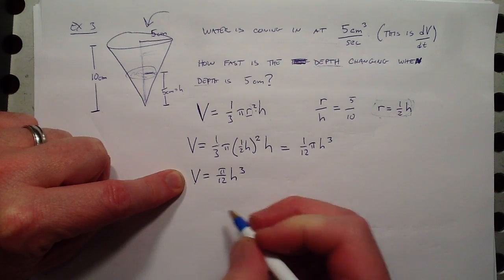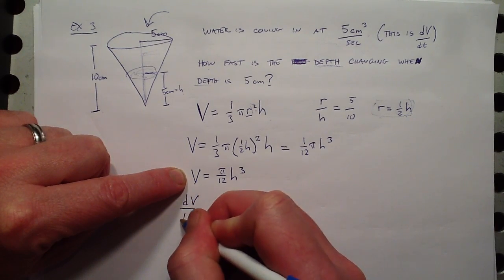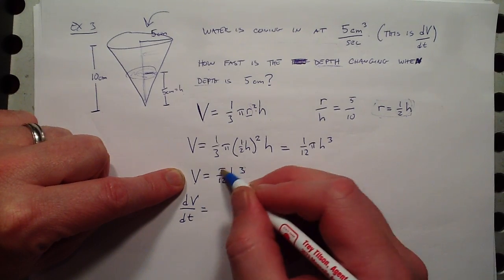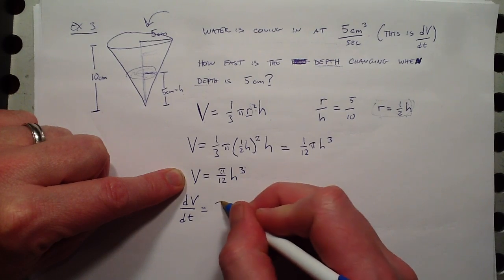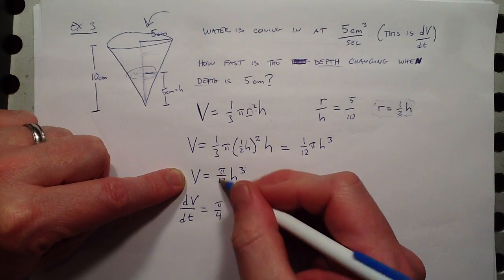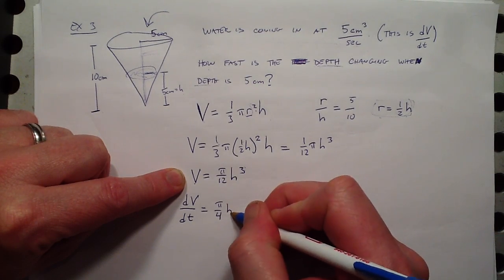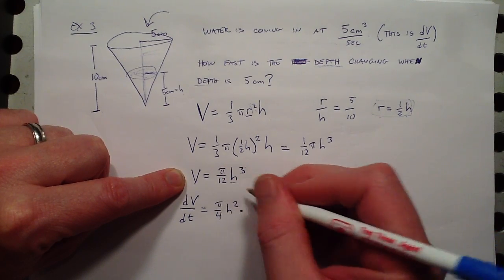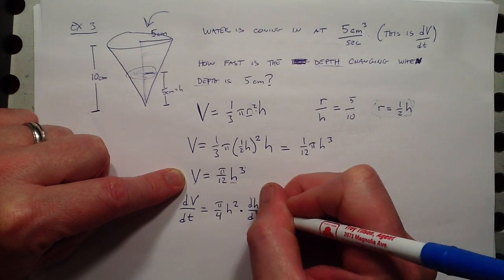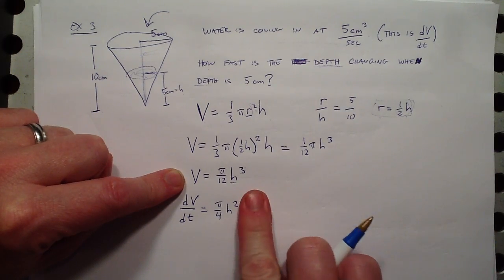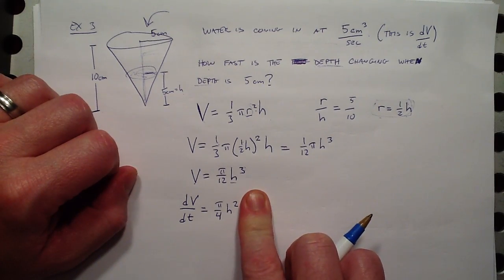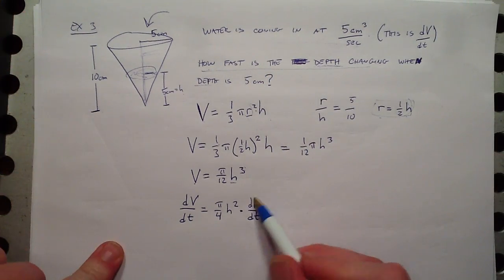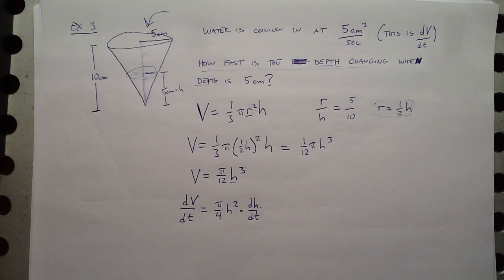What's the derivative of V? dV/dt. And then the derivative of h cubed is 3, so 3 times pi over 12 is pi over 4, right? 3 over 12 is the same as 1/4. h squared, that's just using the power rule on this, times dh/dt. And if you accidentally forgot that, your clue that you missed something is, we're looking for how fast is the depth changing. Well, that's a dh/dt, so you better have a dh/dt in your equation here. You're not going to be able to solve for it.